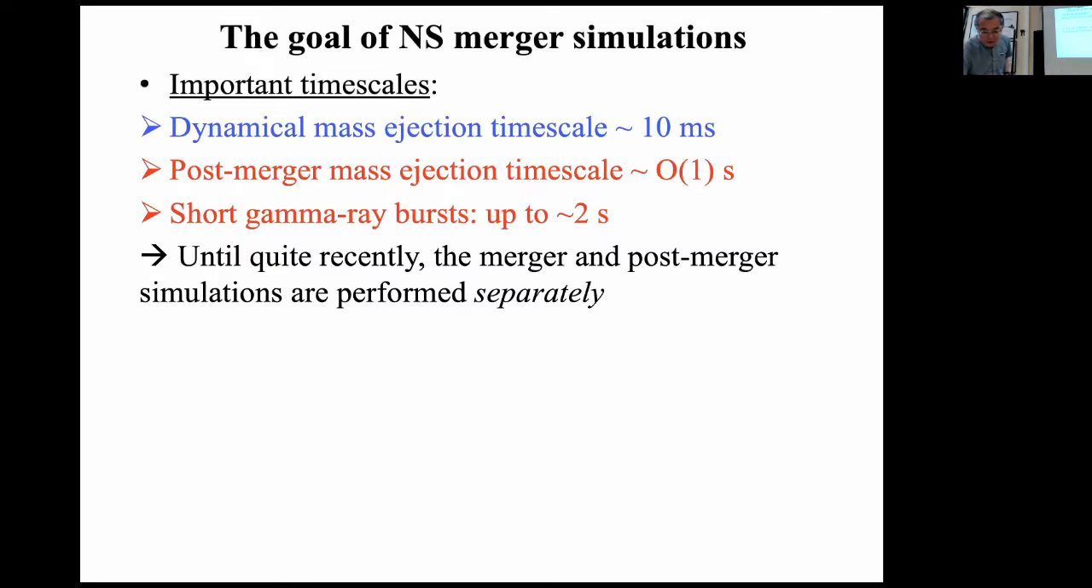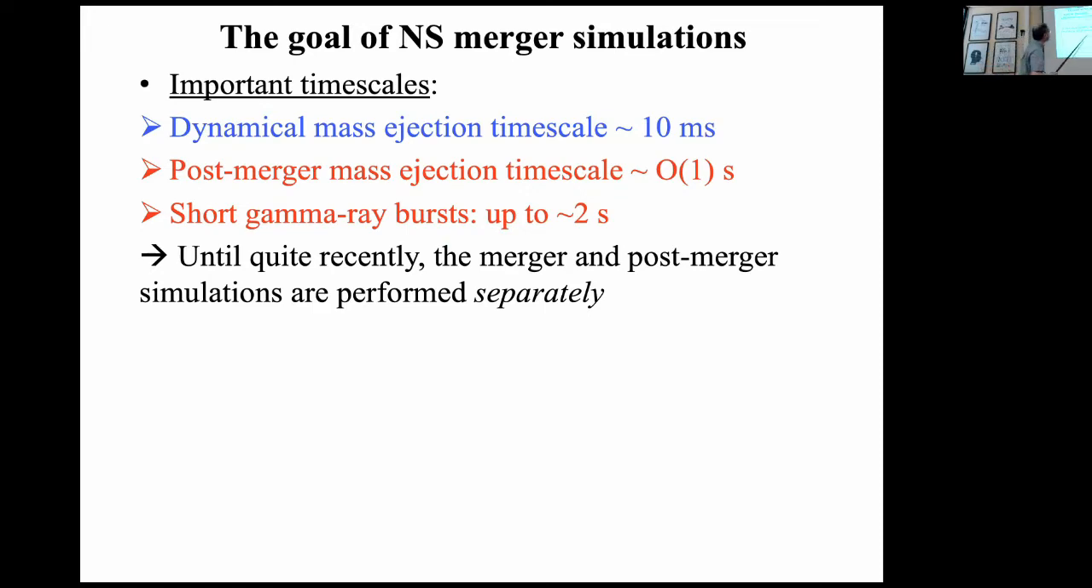But this kind of work was done with a two-step simulation. We performed a merger simulation and a post-merger simulation separately. I think that is okay. But for a more self-consistent treatment, we need to perform a simulation just from the merger to the post-merger mass ejection self-consistently in one simulation.